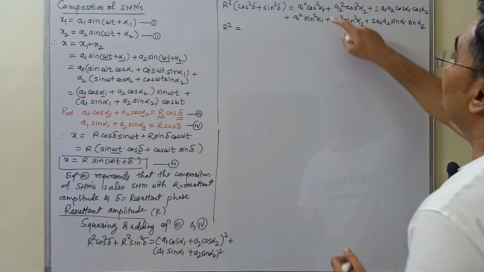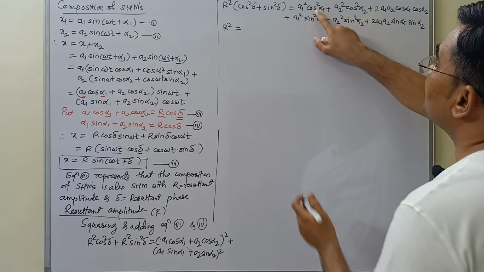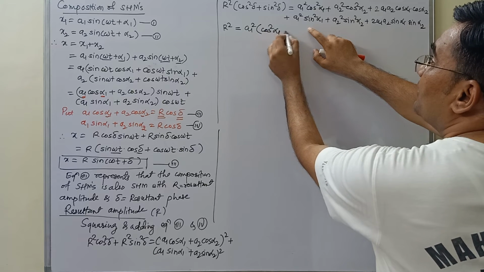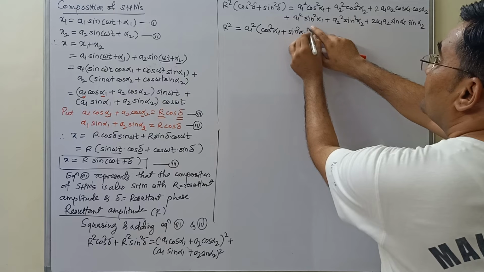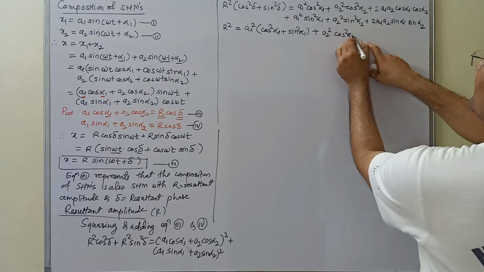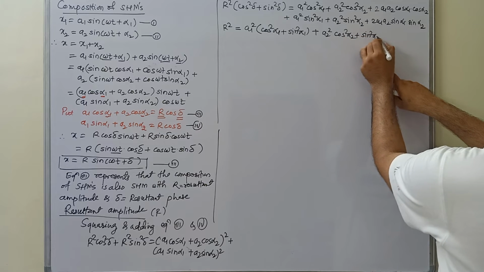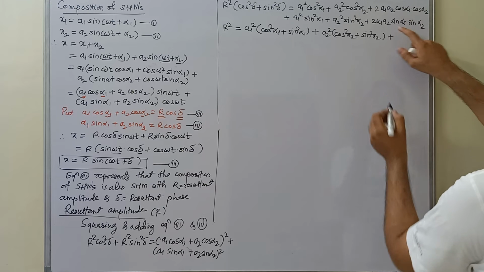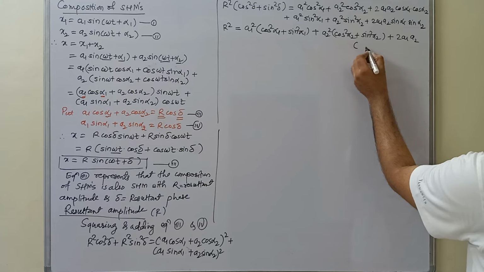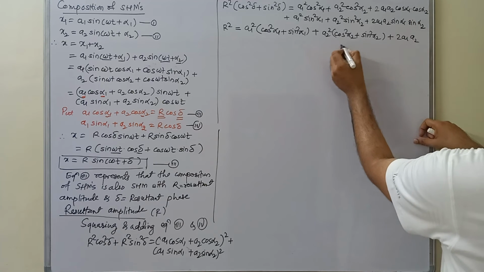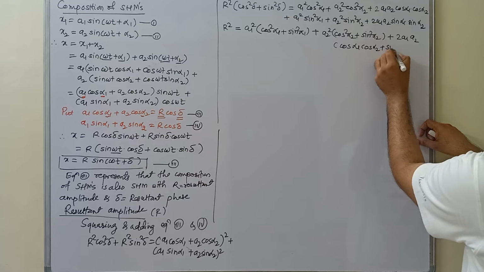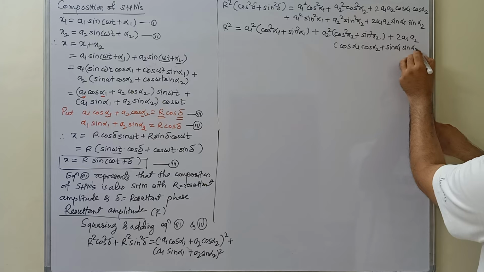Now see, I am adding the terms. If I add this both term, what is common? A1 square. What is remaining there? Cos square alpha 1 plus sin square alpha 1, plus same here, A2 square, cos square alpha 2 plus sin square alpha 2, plus adding this 2, what is common? 2A1 A2. So 2A1 A2 is common, and in bracket what we are getting? Cos alpha 1 cos alpha 2 plus sin alpha 1 sin alpha 2.